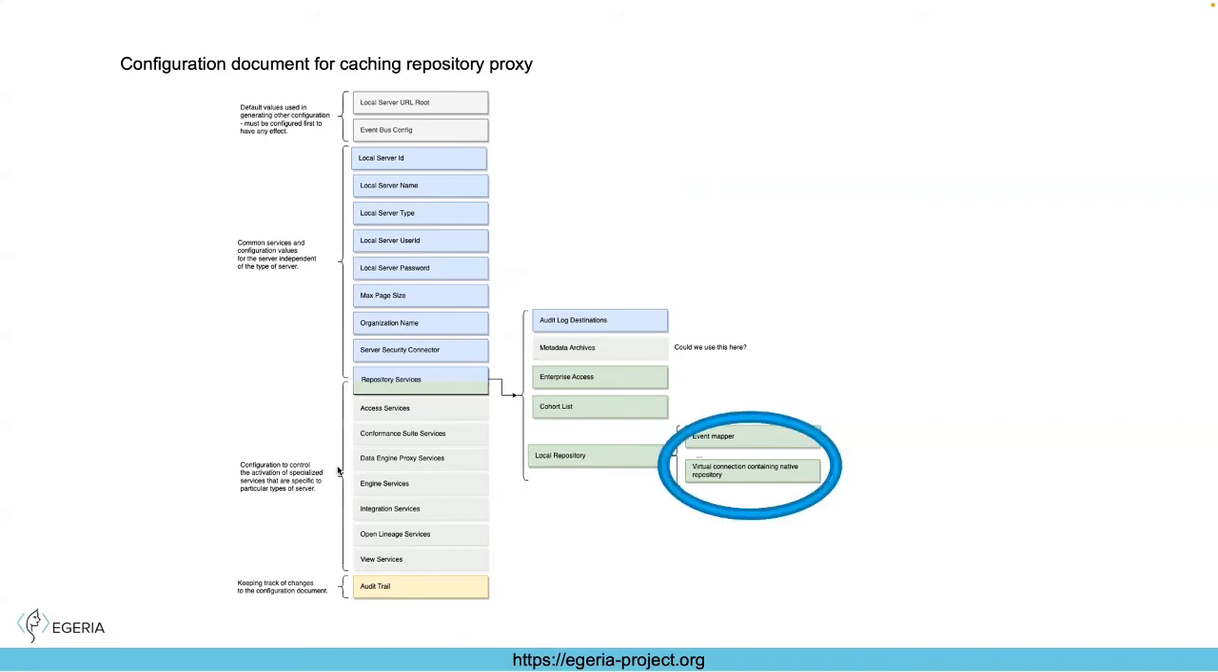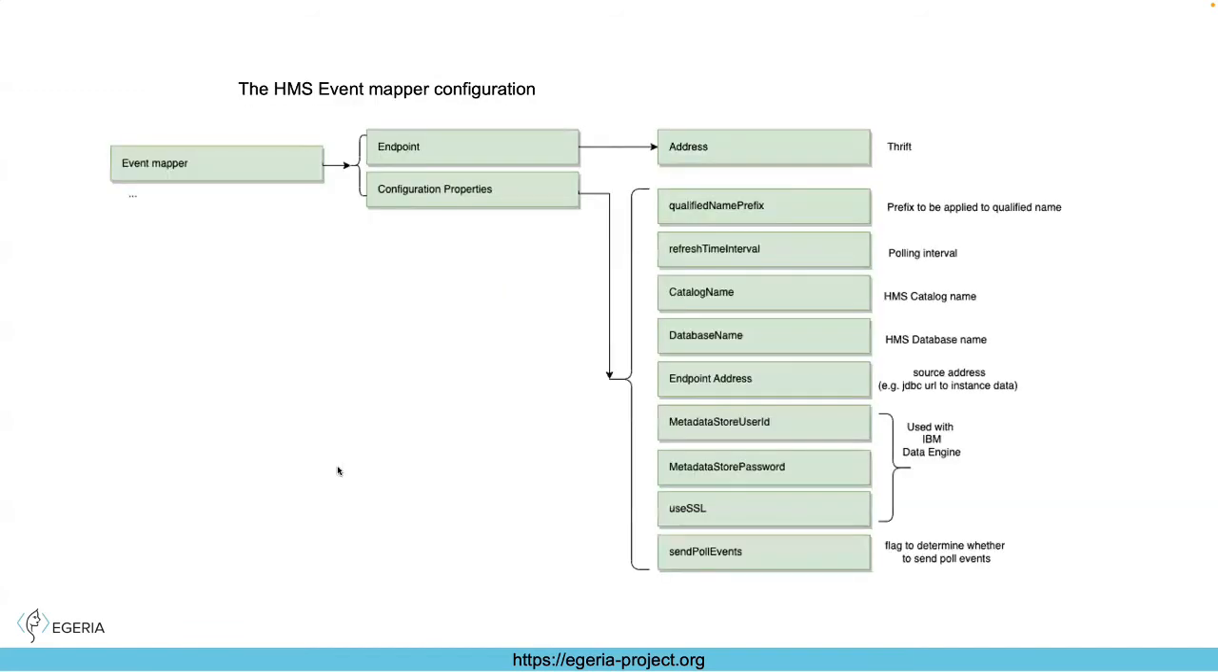And this is the standard set of parts of the configuration. All of these are pretty standard, because pretty much every server needs the common services, and there are parts which are used with different types of servers, such as repository services. So in this case, we need the repository services. And it's actually an event mapper and the virtual connection, which is the part which defines the caching connector. So that's where we are when you're looking at the configuration.